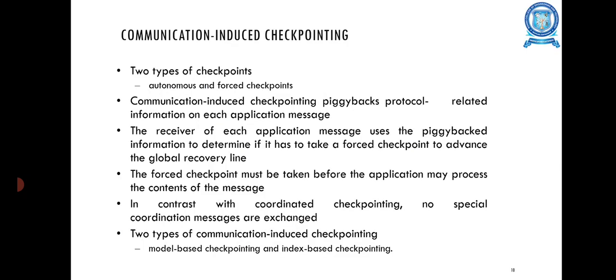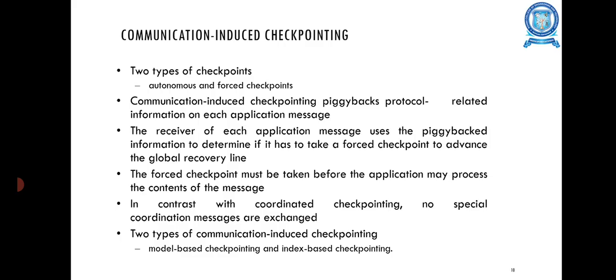Then next one is communication-induced checkpointing. There are two types of checkpoints. The first one is autonomous, and the second one is forced checkpoints. Autonomous means the checkpoints that a process takes independently are called local checkpoints. Forced means they are called forced checkpoints. The autonomous checkpoint is otherwise known as a local checkpoint.